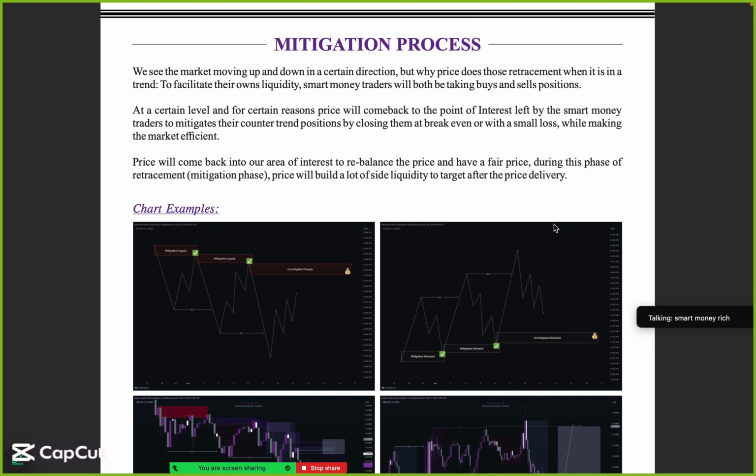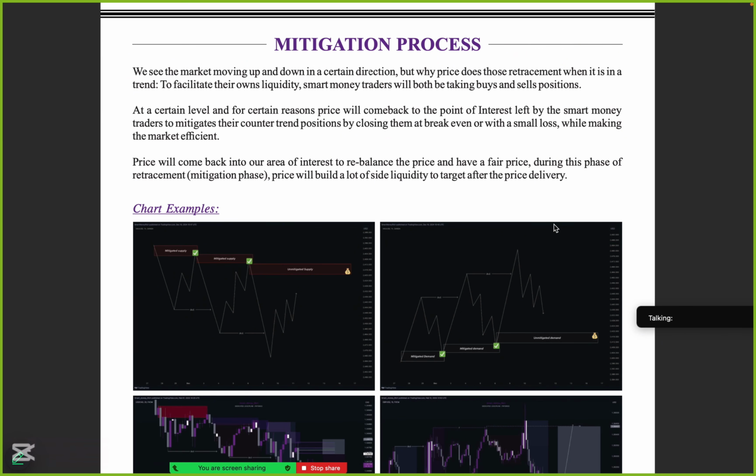We can start. Today's class is really going to be a short one. It's not going to be as long as other classes have always been, because we are just going to talk about the mitigation processes. What is a mitigation zone and what is an unmitigated zone, right? So that's mainly what we are going to talk about today. You get it, guys?